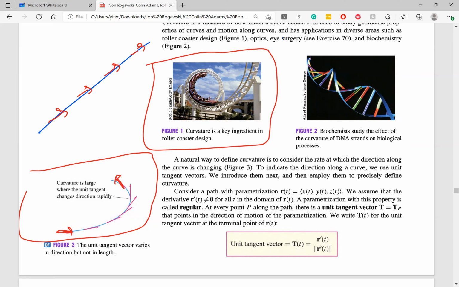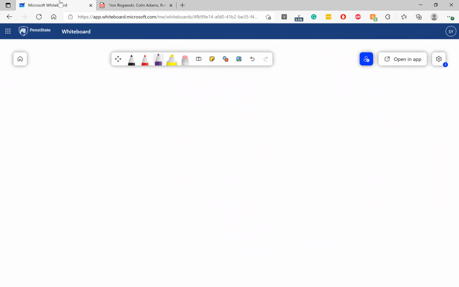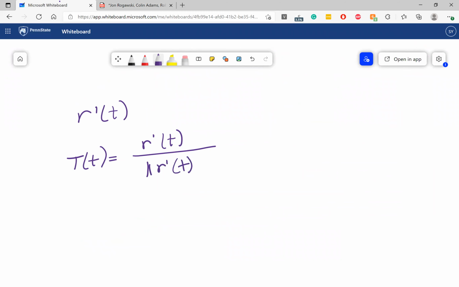So in order to define curvature, what we first do is we define the unit tangent vector, which is this vector over here. So we know what our tangent vector for r is. So we have this r prime of t, and we can say that the unit tangent vector T of t, well, just take that to be r prime of t divided by the magnitude of r prime of t. Okay, so that's step one.